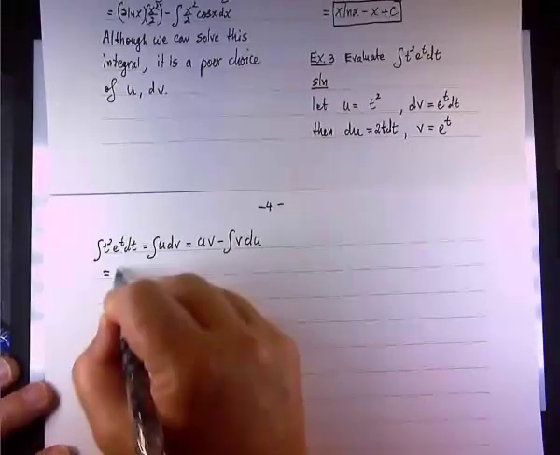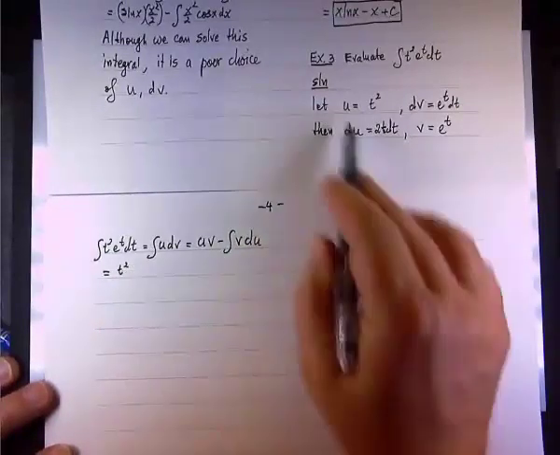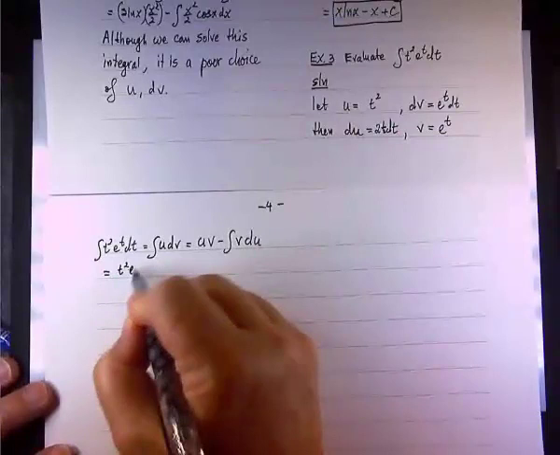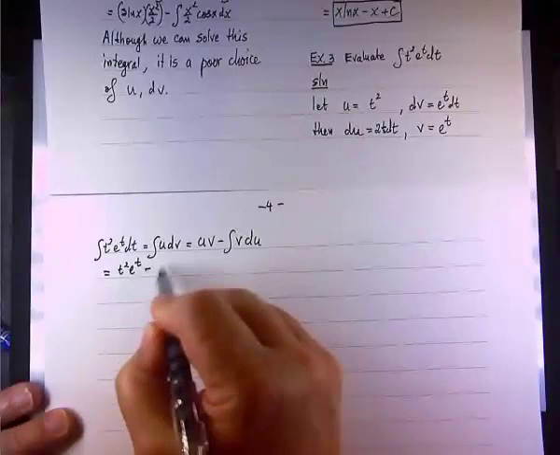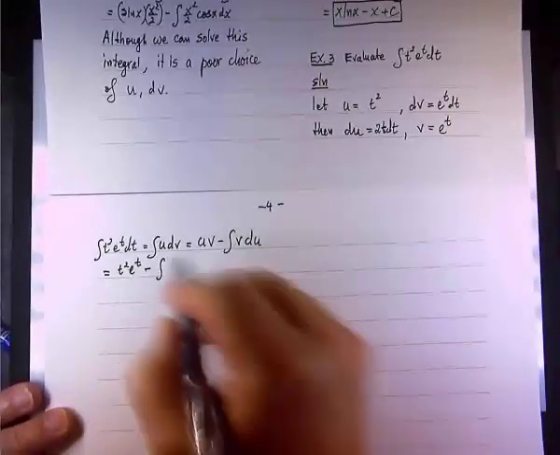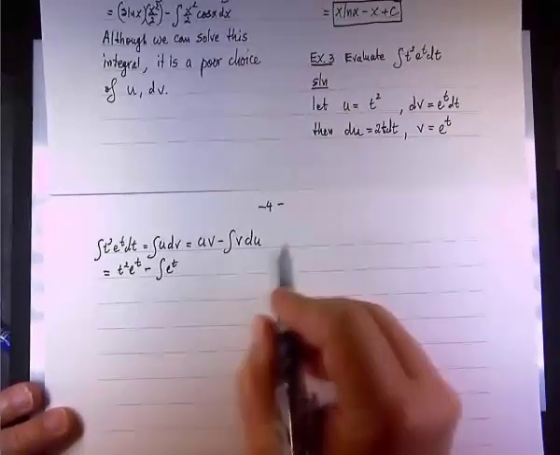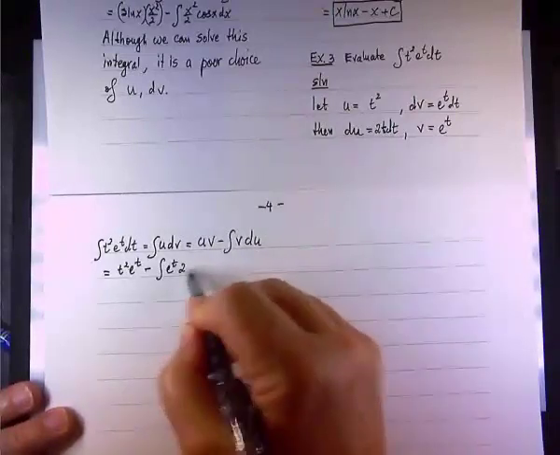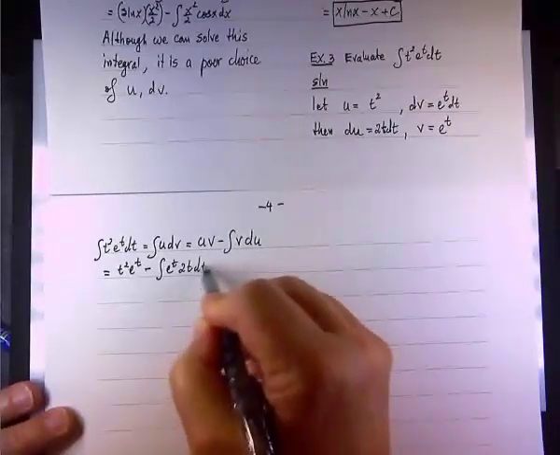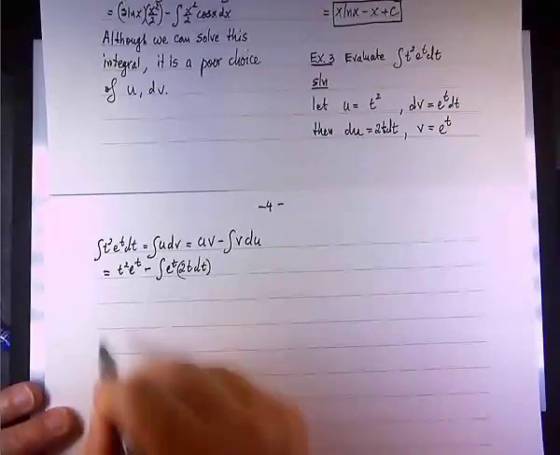Let's see. So, u times v will be t squared times e to the t, right? Minus the integral of v. Well, v is e to the t. And then du is 2t dt.